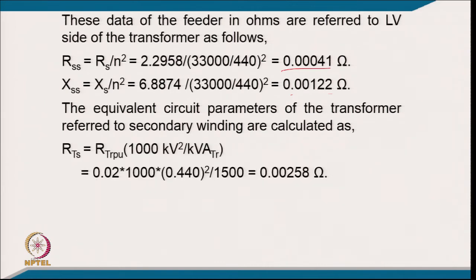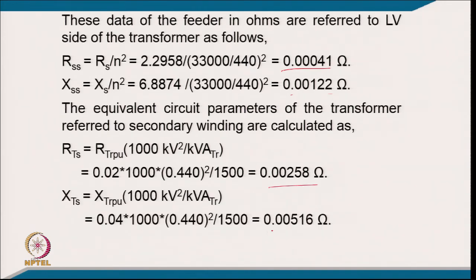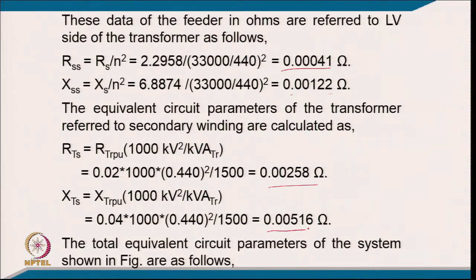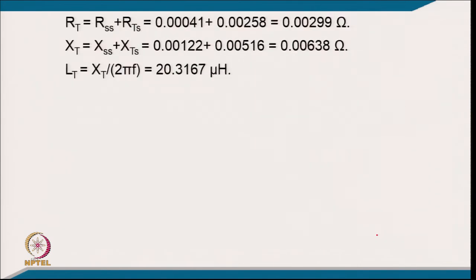The equivalent circuit parameters of the transformer referred to the secondary are calculated similarly, with per unit values multiplied by the base impedance. So the resistance is 0.00258 ohm, and the reactance on the secondary side comes 0.00516 ohm. The total equivalent circuit parameters of the system shown in the figure: total resistance on the low voltage side is the supply feeder resistance plus the transformer resistance, so it comes 0.00299 ohm, and total reactance will be the feeder reactance plus the transformer short circuit reactance. So it comes 0.0063 ohm, and from this reactance the inductance L_T will be X_T upon 2 pi f.